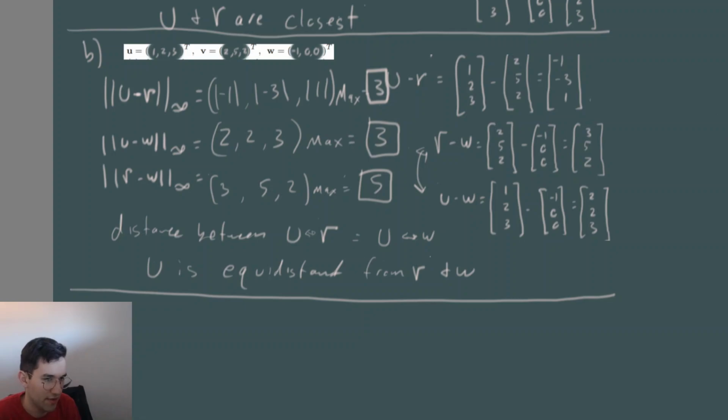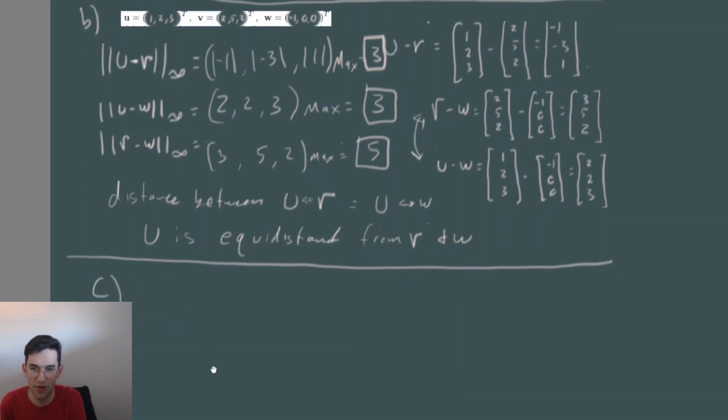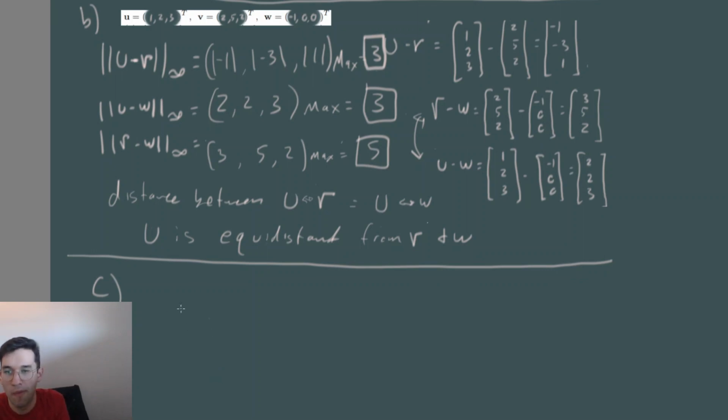Alright, C, the L1 norm. Now the L1 norm is really similar to the infinite norm. Yeah, the L1 norm, you just take the sum of the absolute value. So it's kind of like the max norm, where you take the absolute value, but this time you just take the sum. So let's do that. U minus V. We'll do it the right order this time. V minus W. And U minus W.